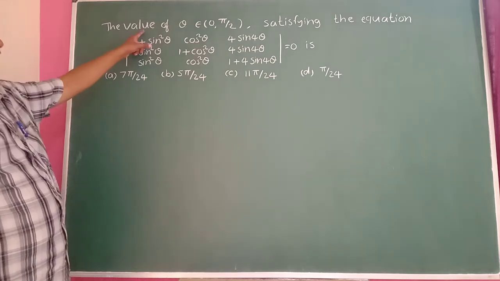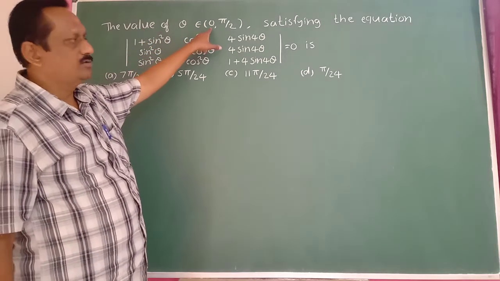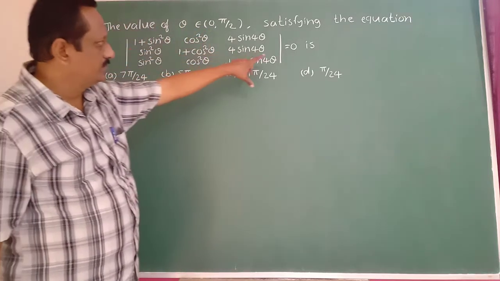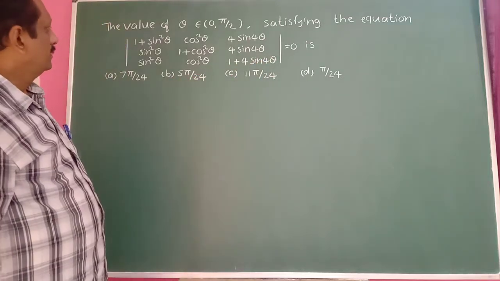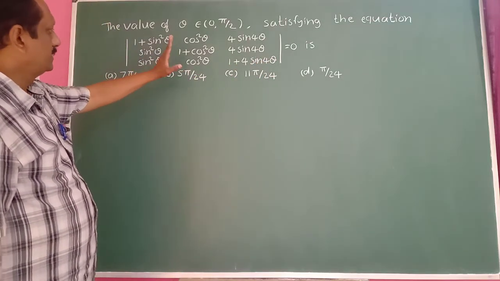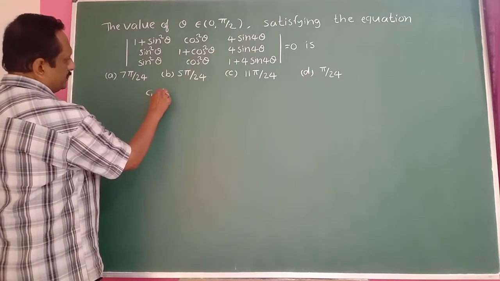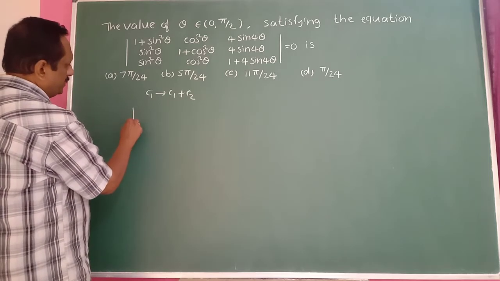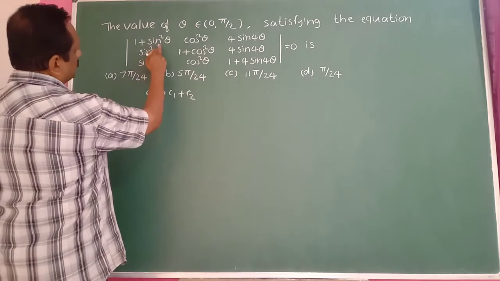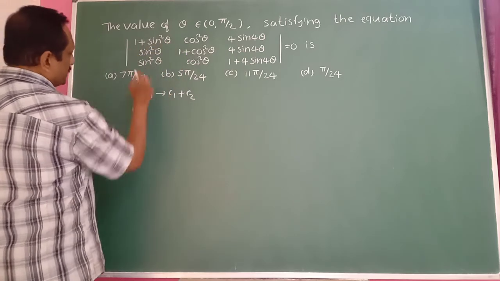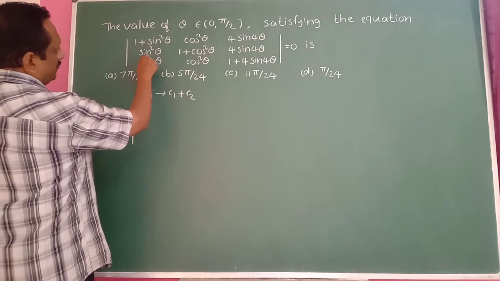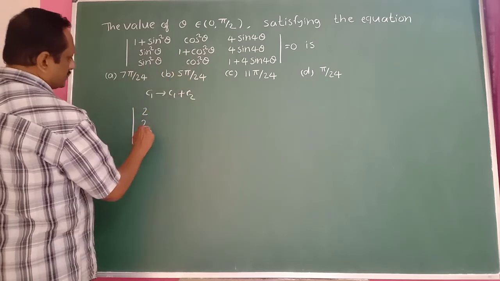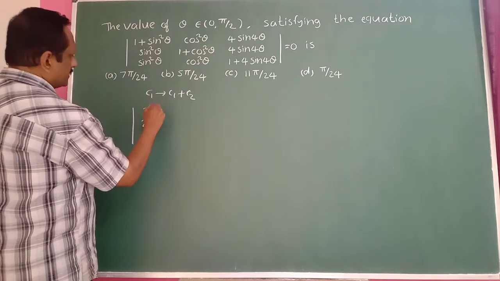So the value of theta belonging to the interval 0, pi by 2, satisfying the equation, this is equal to 0. In this case, adding these two columns, C1 gives C1 plus C2. So the determinant here: sin square plus cos square is 1, 1 plus 1 becomes 2. Sin square plus cos square is 1, 1 plus 1 becomes 2. Sin square plus cos square is 1. Second column elements here.